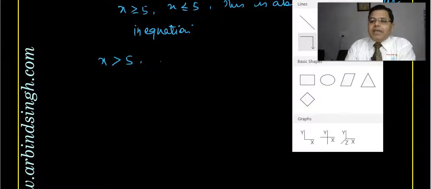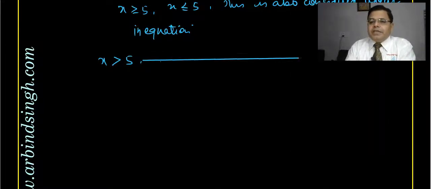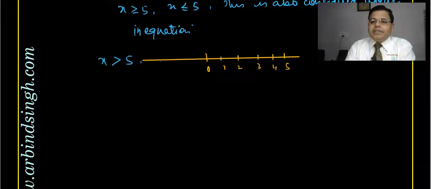Inequality gives a range. If I am saying x is greater than 5, it means on the number line there are infinite values which satisfy this. If this is a number line and here is 0, and this is 1, 2, 3, 4, 5, then greater than 5, or let me take greater than 2 because the graph is small. It will give the region except 2, and all the numbers lying in this region, till infinity, will satisfy this. So infinite values can be obtained from it.